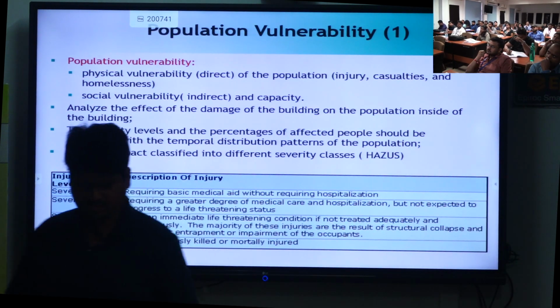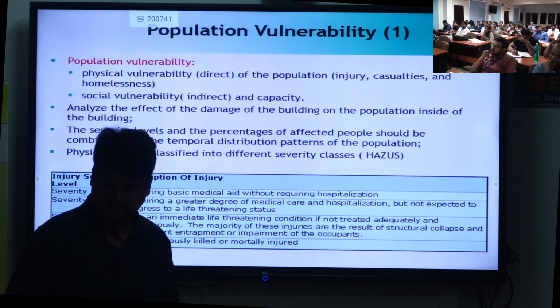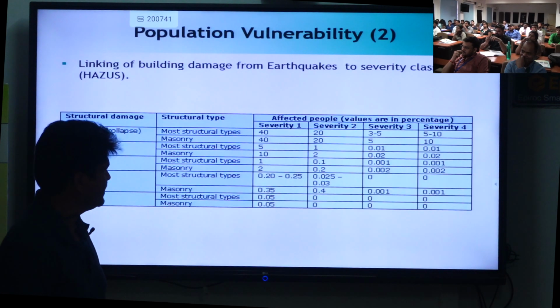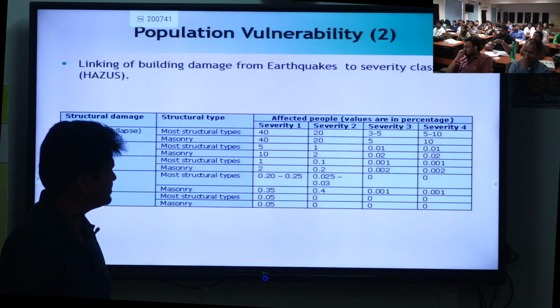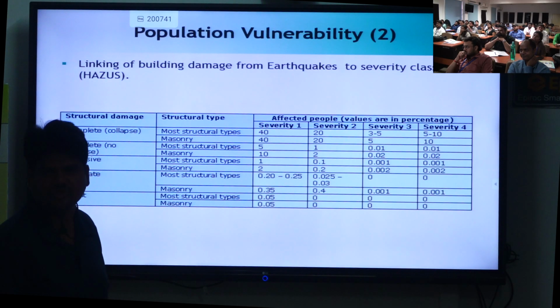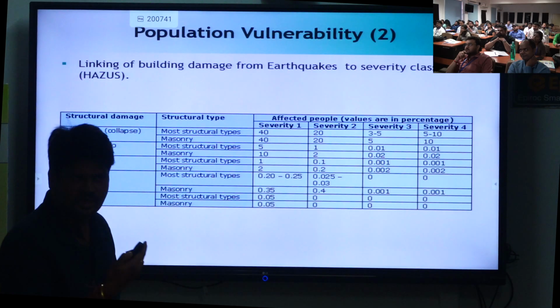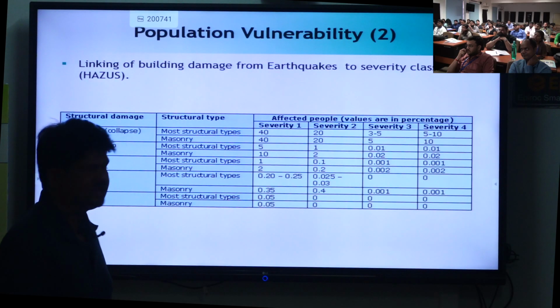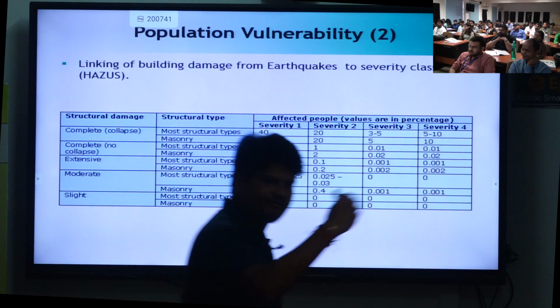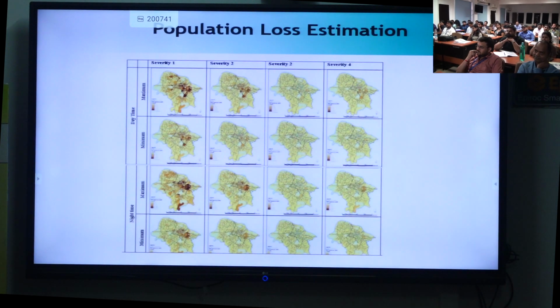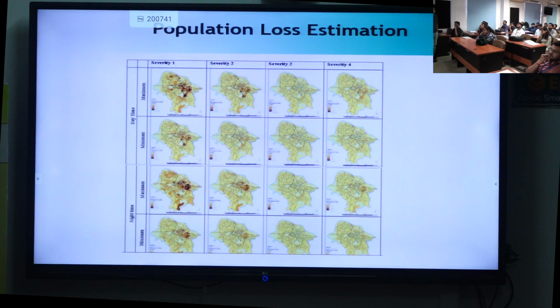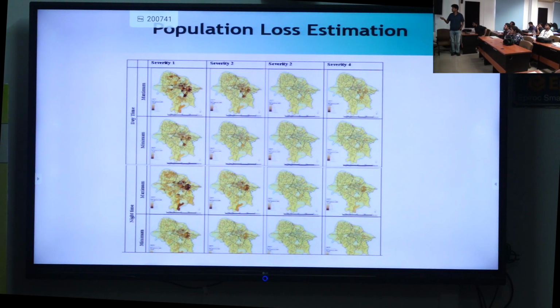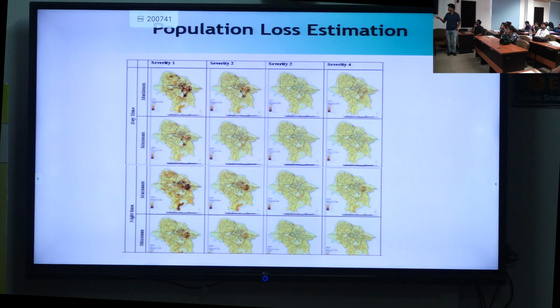Capacitated, right? Okay. Similarly, another type, structural damage, complete collapse too. So similarly, for every kind of structure, every kind of feature, socio-economic features or elements at risk, you can come up with different intensity, different severity, and different values to it. Okay? See, that's how they estimate in GIS. Population loss estimation, severity 1, severity 2, severity 4 and so on.